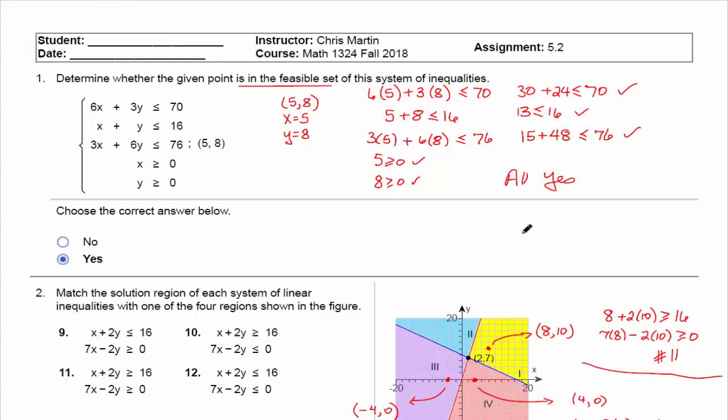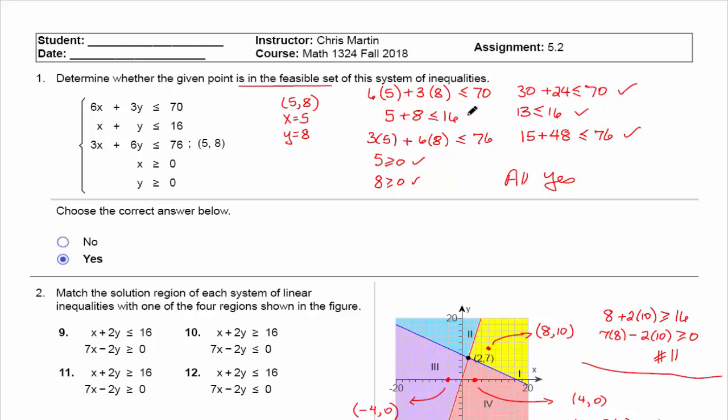Welcome to Math 1324, Section 5.2. In question 1, we have a series of inequalities or conditions. They're going to give us a point in the plane, (5, 8), and the question is, does that point satisfy all of these conditions? Well, you simply let x be 5, y be 8, and plug them into each one and see if it gives you a true statement.